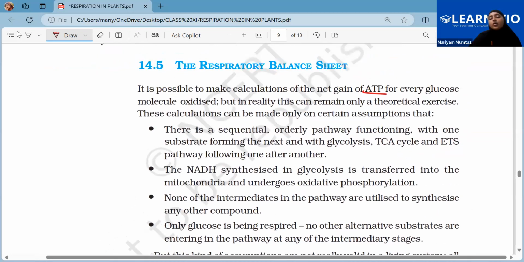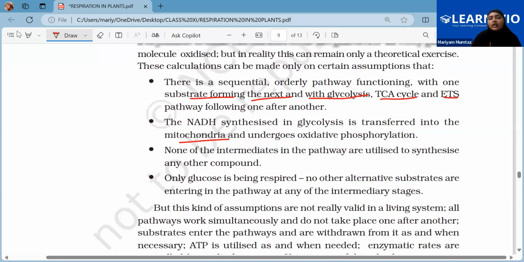Now there is a sequential, orderly pathway functioning, with one substrate forming the next, and with glycolysis, the TCA cycle and ETS, one after the other, all the pathways are happening. The NADH synthesized in glycolysis is transferred into mitochondria and undergoes oxidative phosphorylation by aerobic respiration. None of the intermediates in the pathways are utilized to synthesize any other compound. It is concerned only with ATP synthesis. Only glucose is being respired, no other alternative substrate.